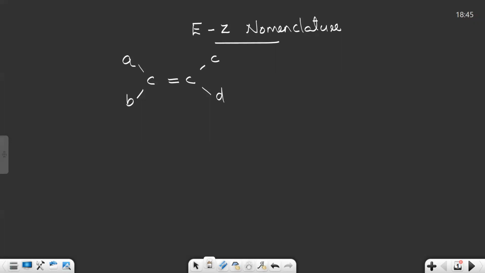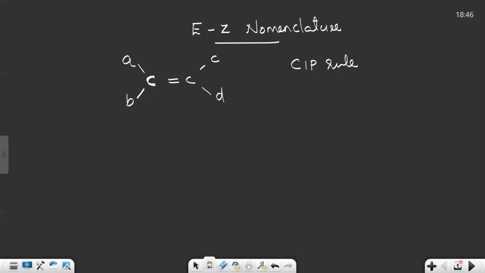To name this compound, we assign priority to the groups attached to one carbon. For example, we need to consider this left side carbon atom. Two groups are attached to it, A and B. We need to find the highest priority group among these. How to find the highest priority group or senior group? We can use the CIP rule.